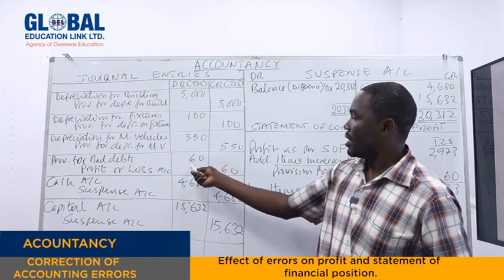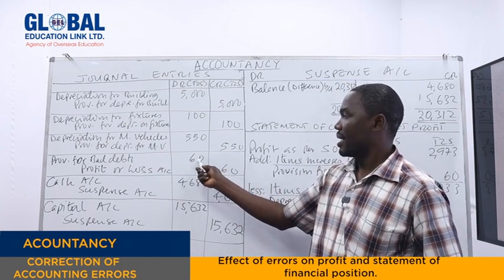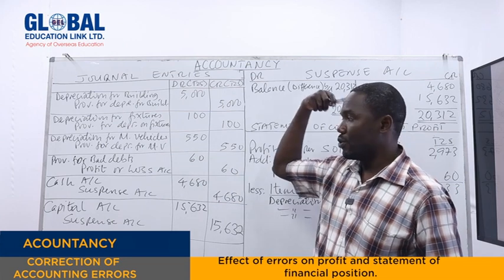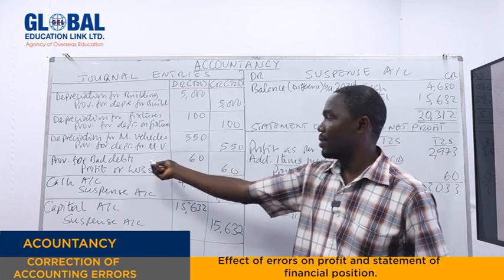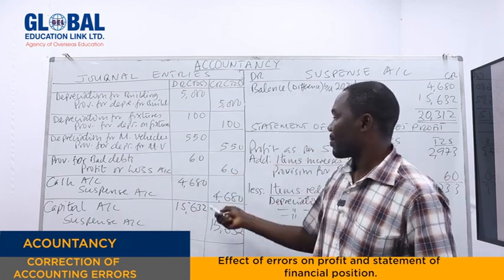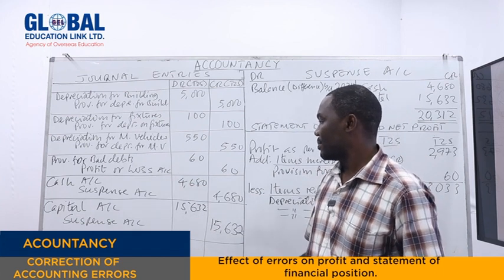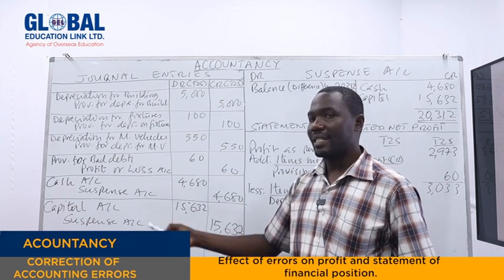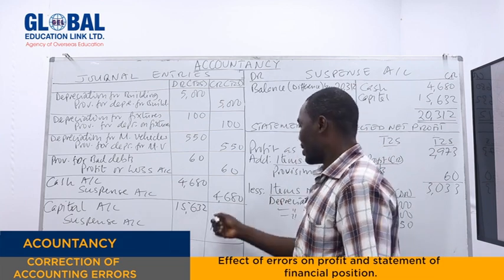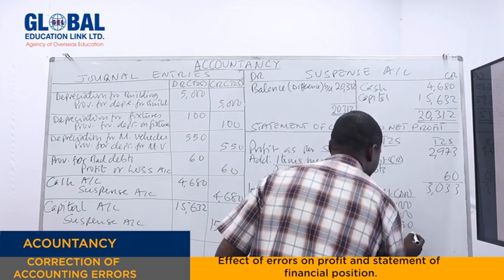The next item was provision for bad debts. These also should go to the balance sheet to reduce the balance of debtors. Cash, this is a balance sheet item. Capital, balance sheet item. So this will be the last item.